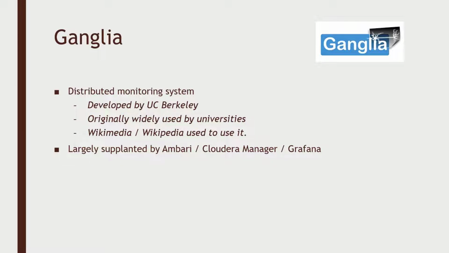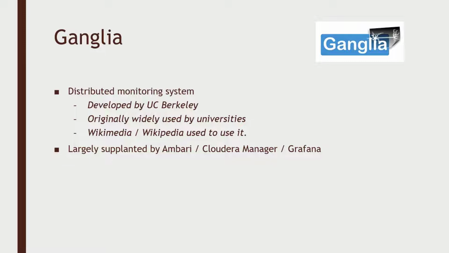by UC Berkeley. It got some pretty good adoption within the university scene, and at one point Wikimedia and Wikipedia were using it as well. In fact, it's still running on Wikimedia. But today it's largely supplanted by things like Ambari or Cloudera Manager, and there's also something very pretty called Grafana that you can run on top of Ambari metrics to have very pretty dashboards of your operations of your cluster.